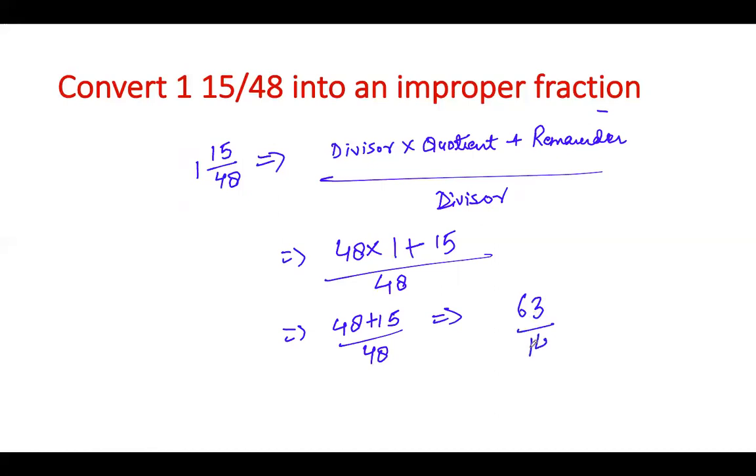And we know this is not the simplest form, so we convert it into the simplest form. How can we convert it? We know that we can cancel by 3, right? So we get 21 over 16.